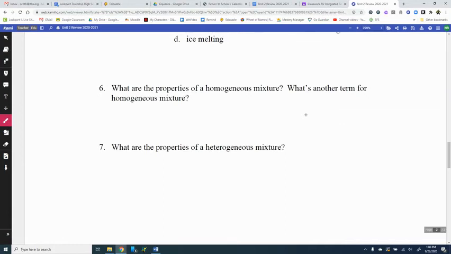All right, homogeneous mixture. Now, a homogeneous mixture is a mixture that is the same throughout the whole mixture. You cannot see the different parts of it. It is the same throughout the whole thing. So, for example, Kool-Aid is a homogeneous mixture. Kool-Aid is made of water, sugar, and Kool-Aid mix, but you can't see any of those individual parts. They all look like they're part of the same thing. So that would be a homogeneous mixture. Another term for a homogeneous mixture is a solution.